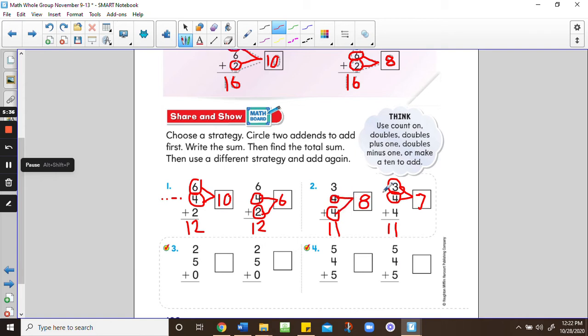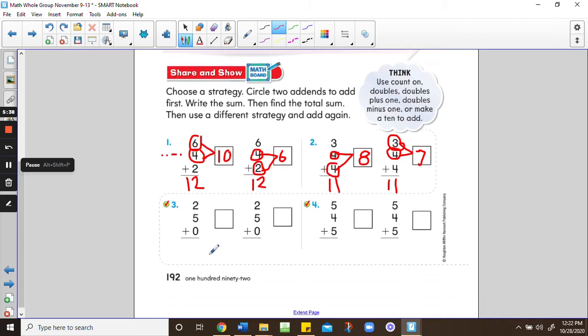Great job. On 3, it's 2 plus 5 plus 0. Same thing over here. Plus zeros. You can even act like plus zeros aren't even there. 2 plus 5 is 7. Great job. And then plus nothing is 7.